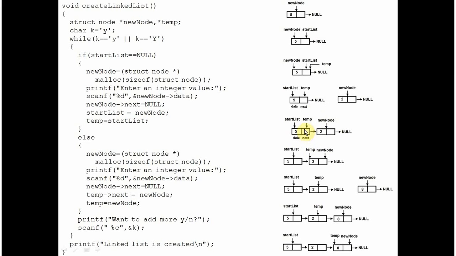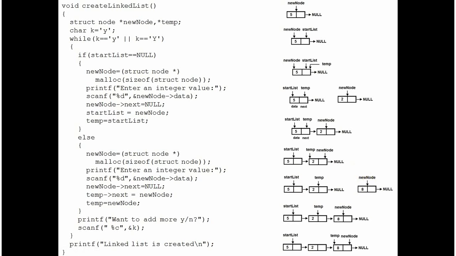Thereafter, you will ask the temp to point at this new node. Why is it so? Because obviously you want this temp to be used for connecting to the 3rd node and so on. The purpose of the temp pointer is just to point at the previous node so that it can connect to the next node. And the start list pointer will remain fixed at the first node because that is used only for traversing the linked list. Again, you will ask the user, do you want to add more?